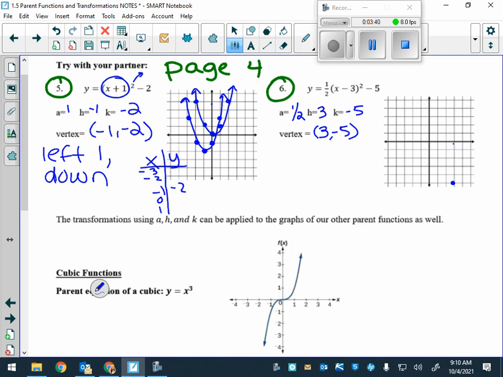I have a question. Mm-hmm. Why is a 1/2? It's always the number in front, right here. That's your a value. It comes from, I'll put it over here, y equals a(x minus h) squared plus k. That's where it's coming from.